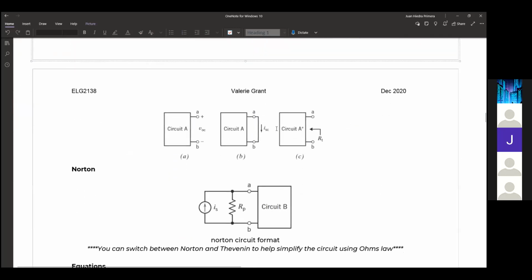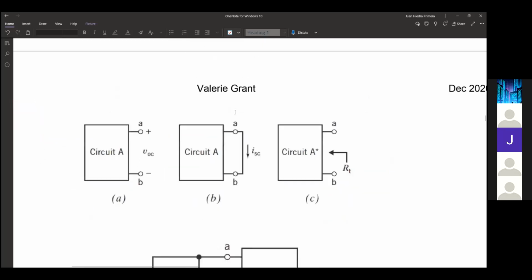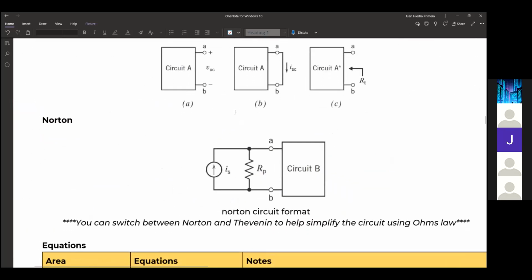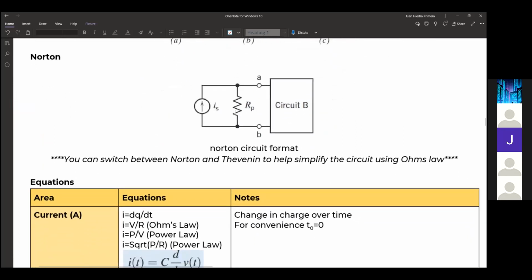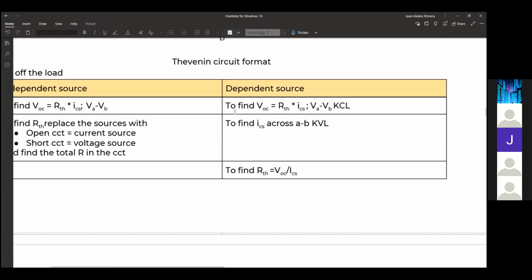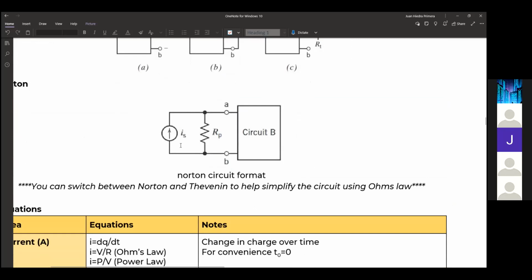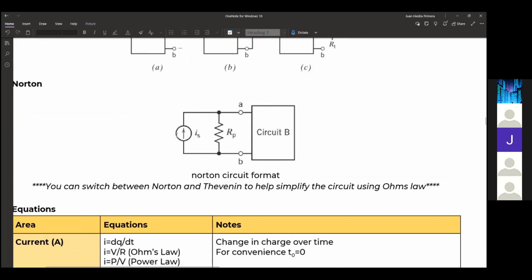Here's some examples of what the circuit would look like. So you have your open circuit voltage for your circuit. That's where you get your short circuit current, your open circuit voltage, and how you find your Thevenin resistance. You can also represent the circuit as a Norton circuit, which is similar to a Thevenin circuit, but rather than using a voltage source, Vs, you use a current source, Is. You can switch between them to help simplify a circuit using Ohm's law.